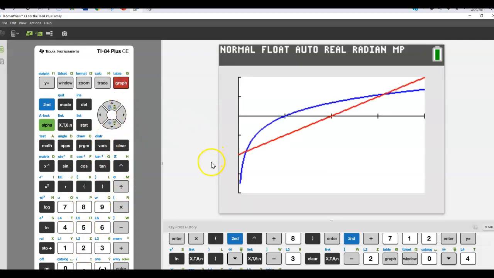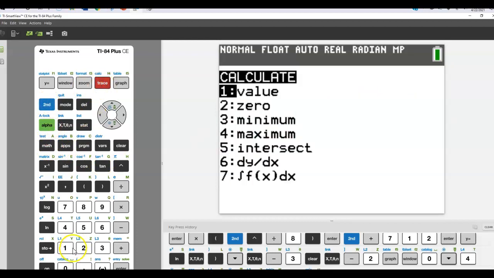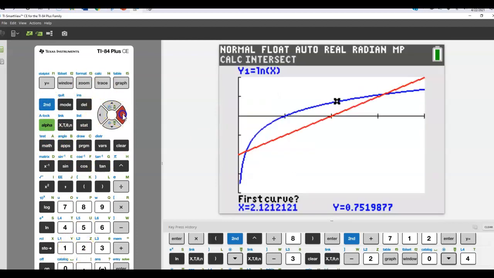And that way we'll get a little bit of a prettier graph to look at here. I also want to, well, actually, I think that's probably good enough. Let's go ahead and find where those lines are crossing now. So we want to do second, calc, 5, and we're going to scroll to where they're crossing.